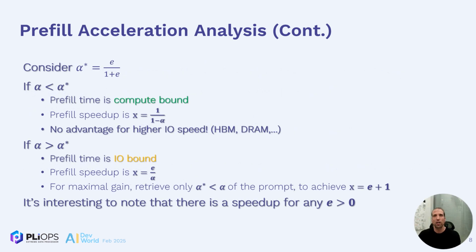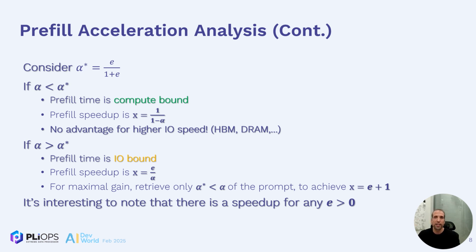So now that we've seen how prefill time depends on read performance, let's refine our understanding further by introducing a key threshold, alpha star, defined here. Alpha star represents the fraction of KV cache retrieval at which the system transitions from being compute bound to I/O bound. So this is some sort of critical fraction of KV cache. Let's analyze both cases. The first case is the compute bound regime. It happens when alpha, the actual hit ratio, is smaller than alpha star. In that case, the system is compute bound, so the compute part is the dominant one.